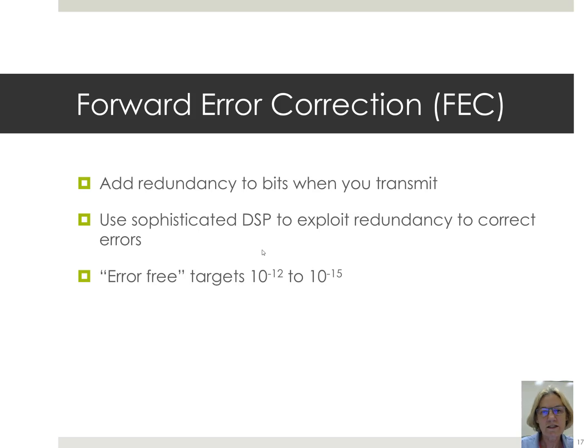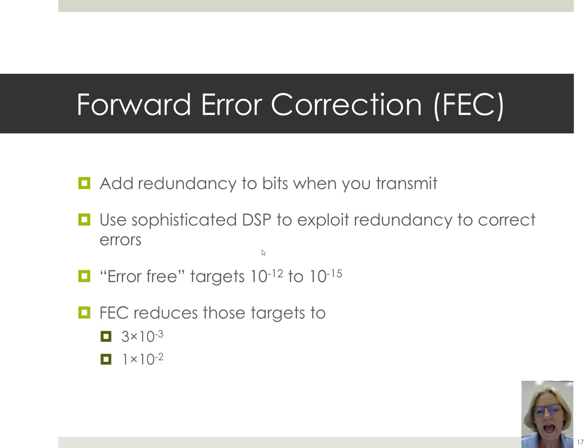So for these targets, I can use forward error correction in order to achieve them, and all I actually have to achieve is something like 3 times 10 to the minus 3 or 1 times 10 to the minus 2. If I'm able to get the bare channel to where it only makes 1 error in 100, that's enough for me to use my DSP to drag it back down to only 1 error in 10 to the minus 12 or 1 error in 10 to the minus 15. So that shows you the power of these error correcting codes.